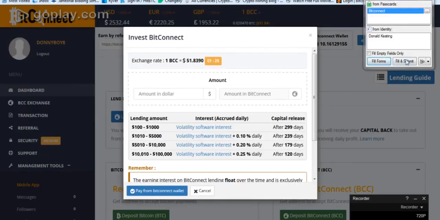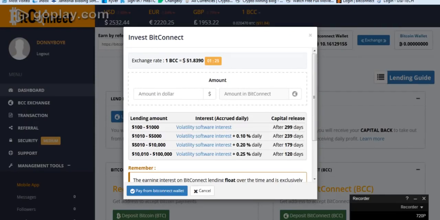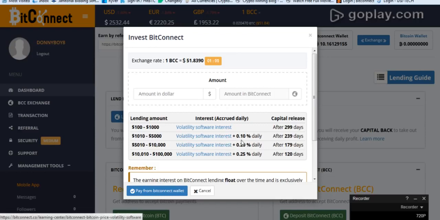And I just wanted to go over this too, because this affects the interest. There are 4 loan sizes or tiers. The first one is just your minimum loan, which is $100 up to $1,000. You would get that daily interest rate that I just showed you. If you go up to 1,010 to 5,000, then you would get the daily interest plus 0.1 extra, and you get your initial investment back a little quicker, in 239 days. Then if you do an initial loan of $5,010 to 10,000, you get the daily interest rate plus 0.2, and your return is 179 days.